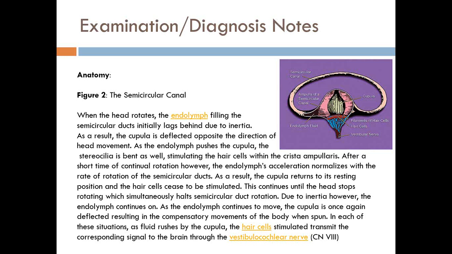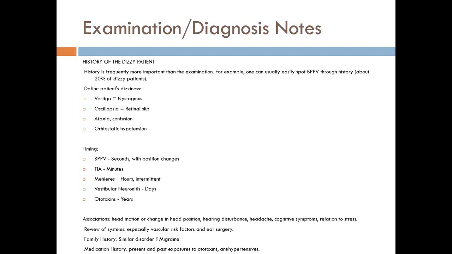The history of the dizzy patient is frequently more important than the actual examination. For example, one can usually easily spot BPPV through history in about 20% of dizzy patients, and I'll explain that a little further. So you want to start off by talking about the dizziness.